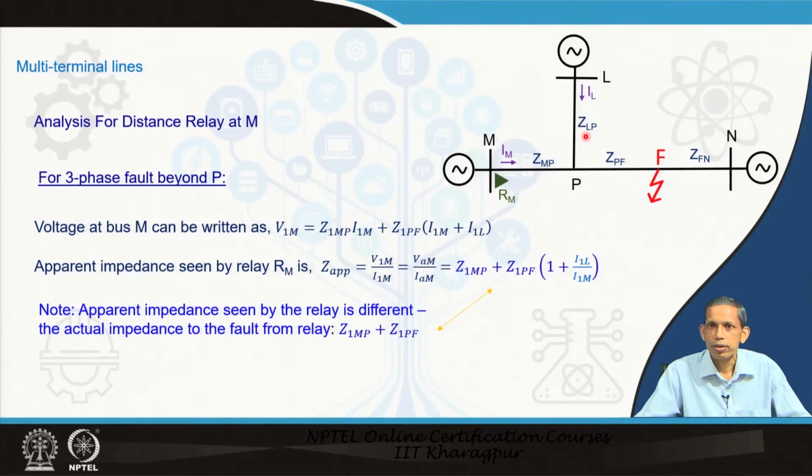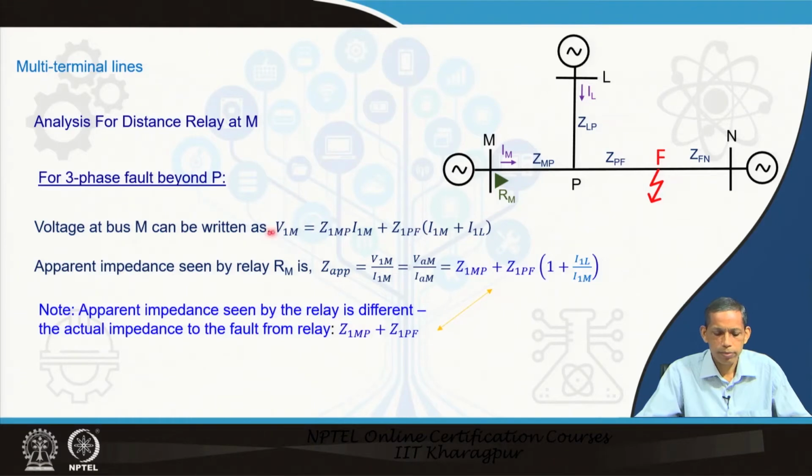For easy assessment, we consider that each line section has the same conductor and the same tower structure, thereby the per kilometer impedances remain the same. Now, let us consider the distance relay Rm at bus M. We consider first a 3 phase fault in the line. Let us consider a 3 phase fault at F, in the section P to N, and how the relay at M sees it.